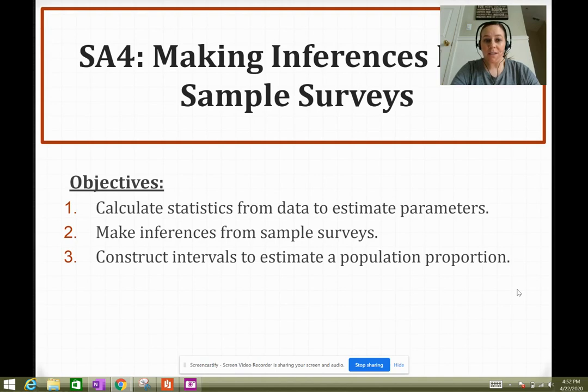All right, we have 3 objectives today. We're going to calculate statistics from data to estimate parameters, make inferences from sample surveys, and construct intervals to estimate a population proportion.